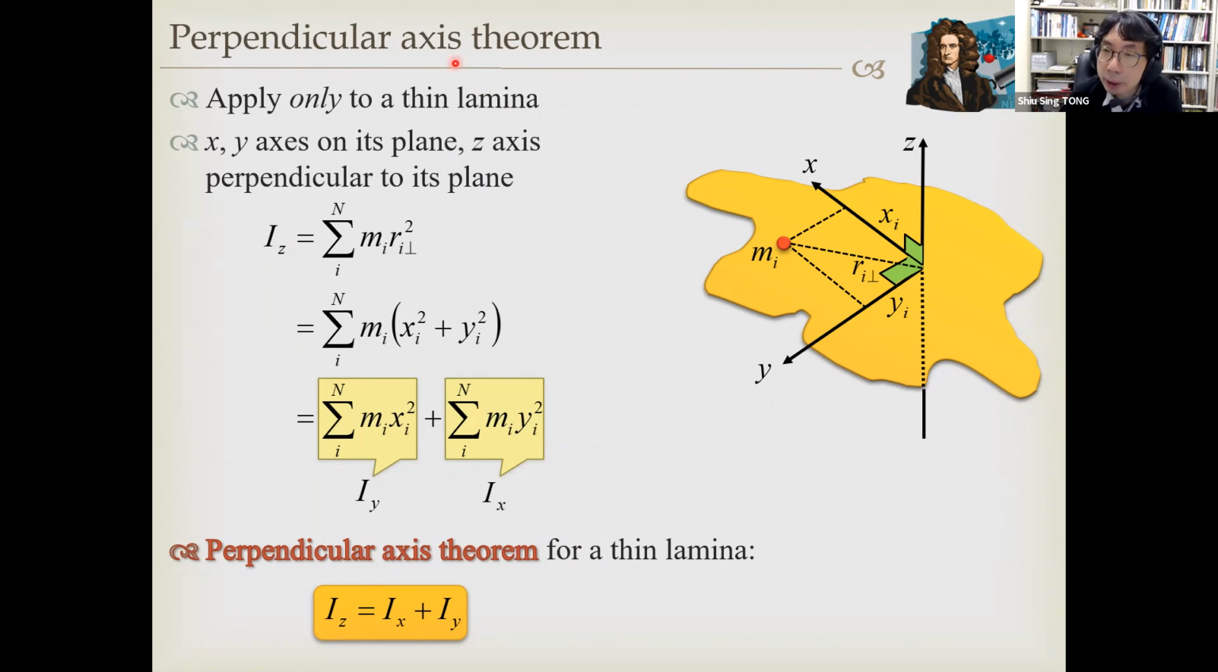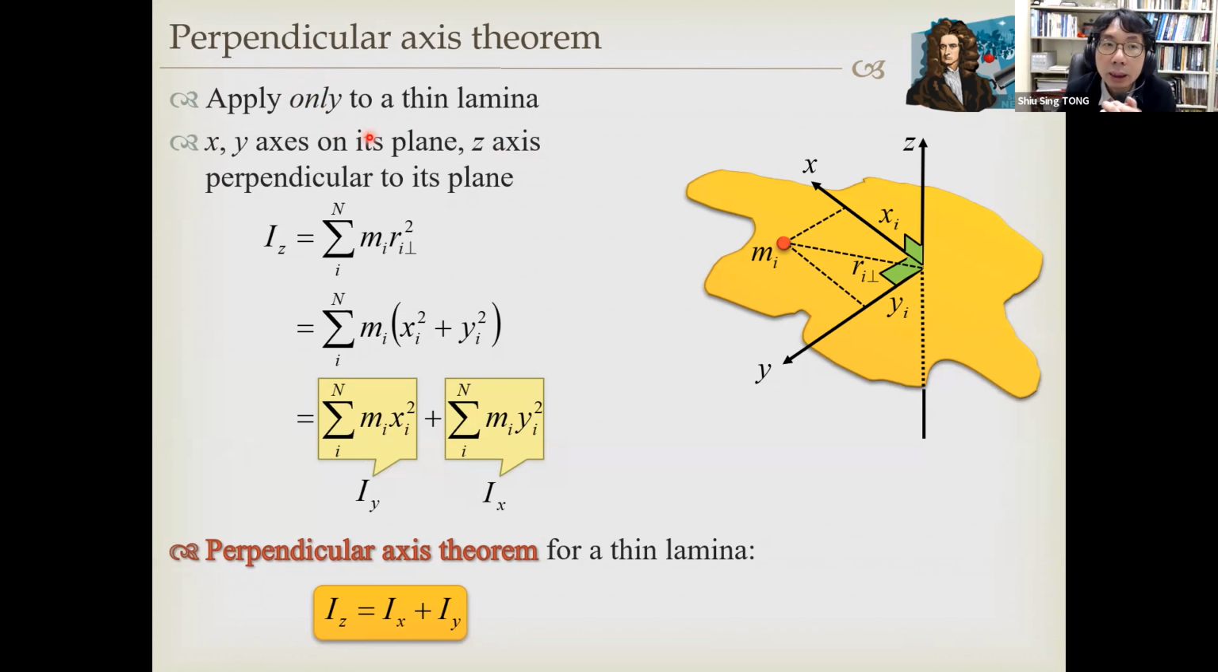Now, this theorem is called the perpendicular axis theorem, and it applies only to a thin lamina. A thin lamina means a piece of matter in 2 dimensions. It does not have a thickness. The thickness is so small that you can actually neglect it. So it means a flat object without a thickness. The perpendicular axis theorem applies only to this flat object, but not to a 3-dimensional object.